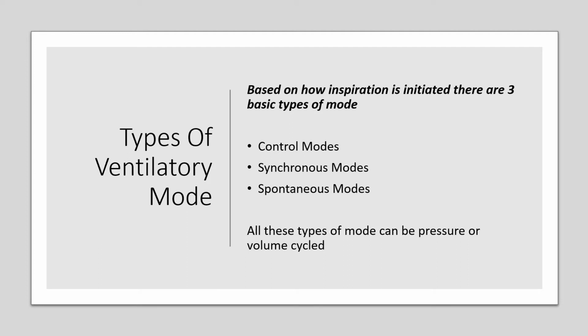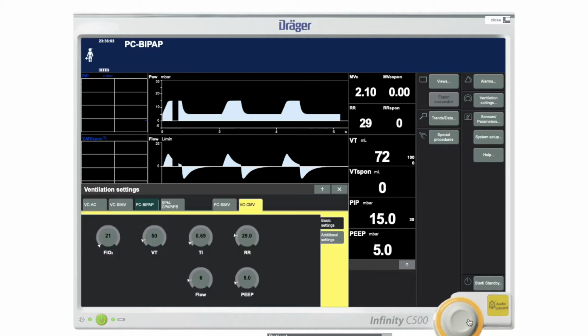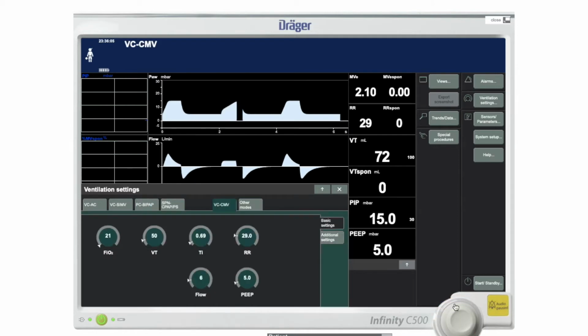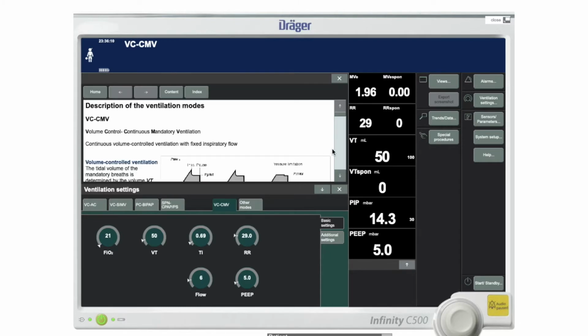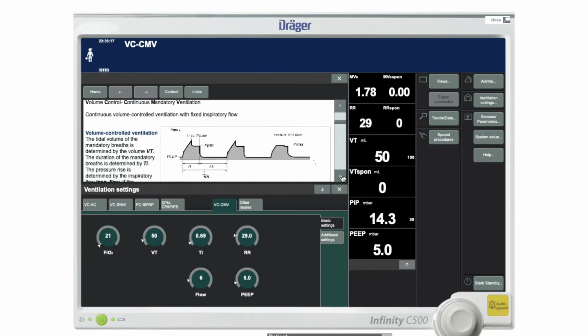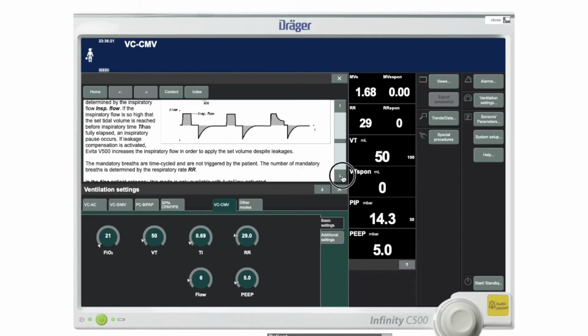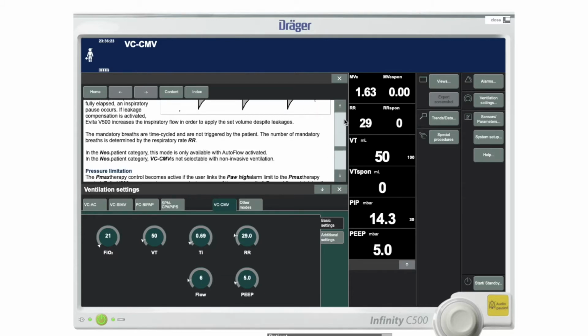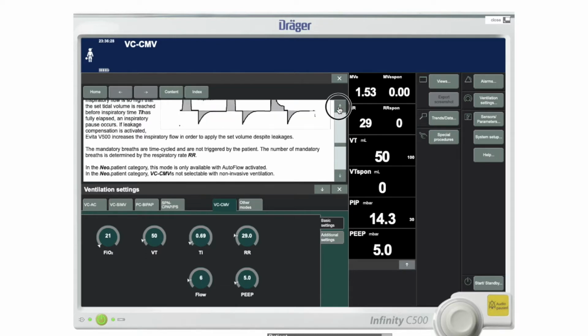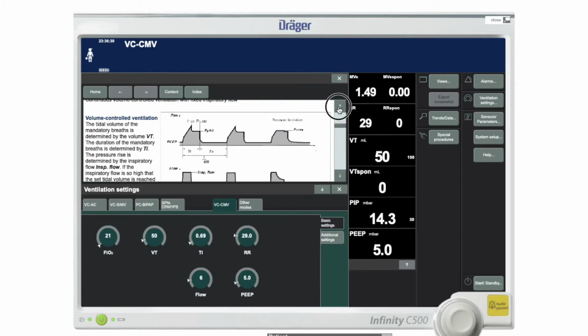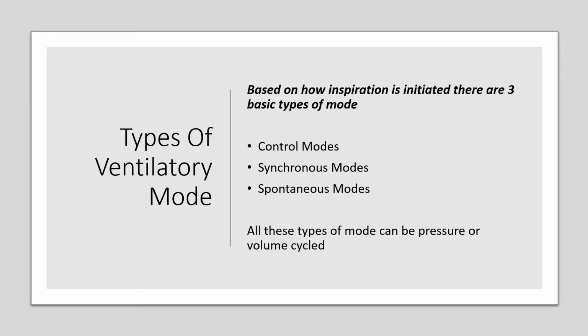Firstly, there's a control mode, and in the control mode the ventilator is saying, I am going to ventilate you. You may wish to join in, that's your business. You may wish to take a breath, you won't be able to. I'm in complete control. So these are the control modes, and they're the modes that ventilation started with, but since then thankfully we've moved on a fair bit, because these modes do not lend themselves very much to patient synchrony.